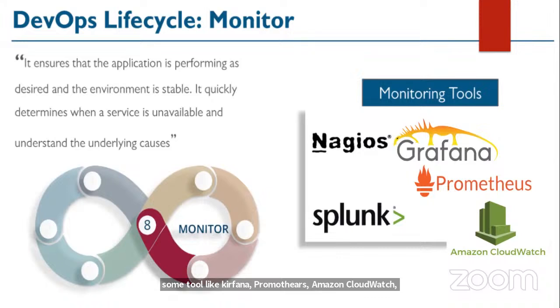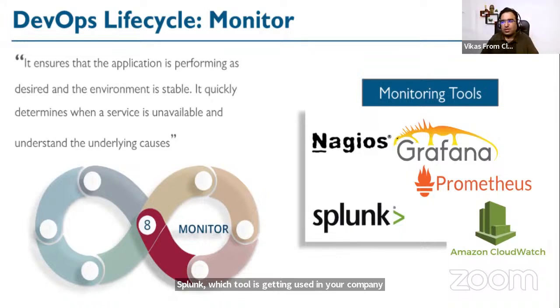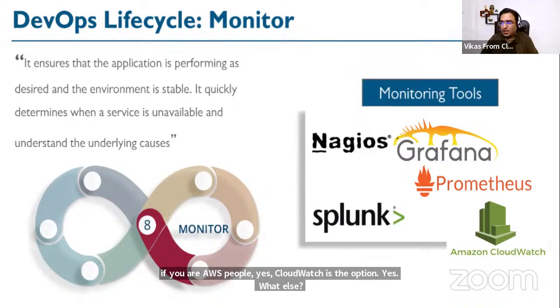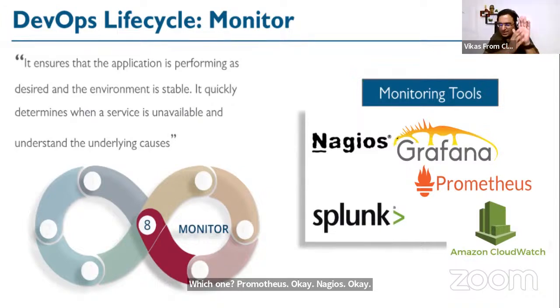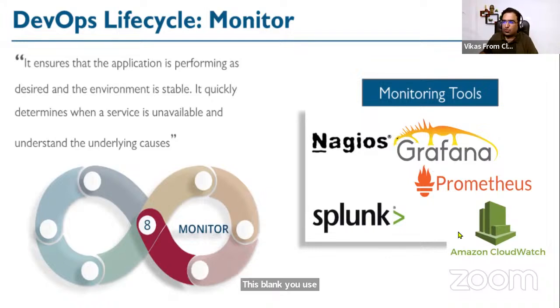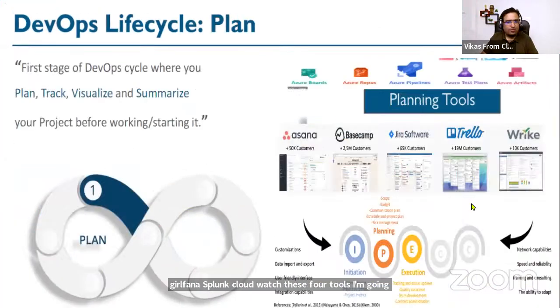CloudWatch. Okay, if you are AWS people, yes, CloudWatch is the option. What else? Dynatrace. Prometheus. Okay. Nagios. Yes, Dynatrace is also one of the monitoring tools. Splunk you use, Prometheus, Grafana you use. Out of that, Prometheus, Grafana, Splunk, CloudWatch, these 4 tools I am going to teach you in the upcoming classes. So just quickly revise for planning purposes which tool we have to use.